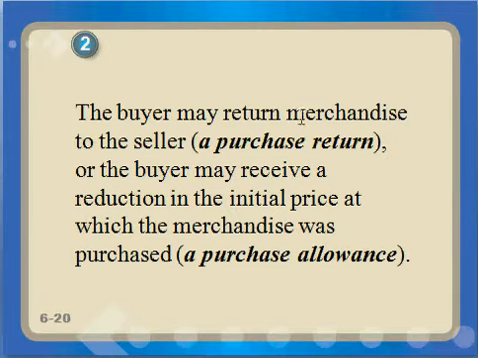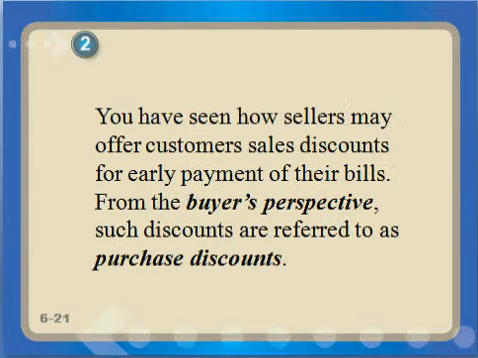The buyer may return merchandise to the seller, and that's called a purchase return. Or the buyer may receive a reduction in the initial price at which the merchandise was purchased, called a purchase allowance. So we take our sales returns and allowances, and if we look at it from the standpoint of the purchaser, it's called a purchase return or purchase allowance. So it depends on the perspective.